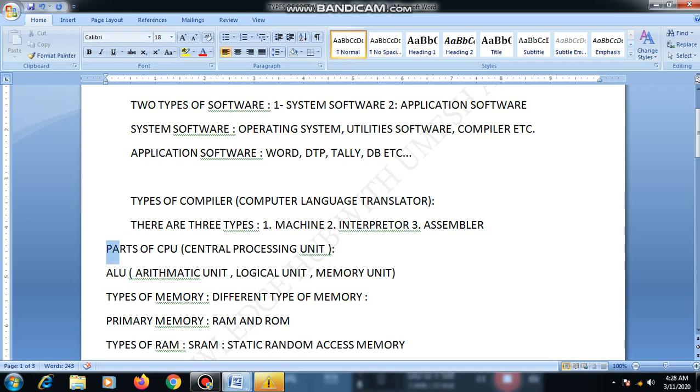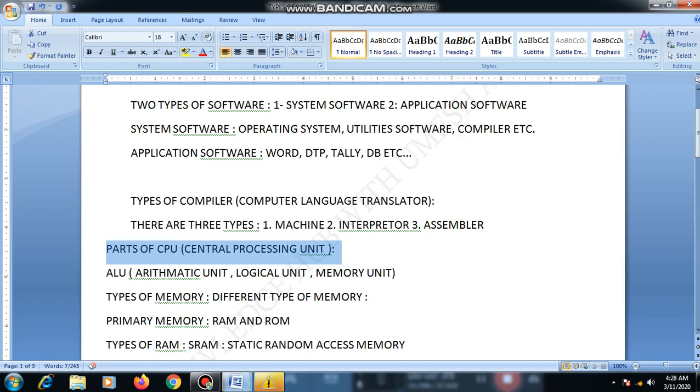Now we can talk about parts of the CPU. CPU stands for Central Processing Unit. Many people think that the box is the CPU, but this is a box, not the CPU. The CPU is built on a motherboard and has different parts: ALU, arithmetic unit, logical unit, and memory unit. ALU handles all arithmetical and logical calculations, and the memory unit sends data directly to the hard disk, RAM, ROM, etc.